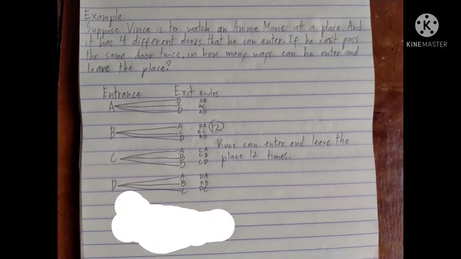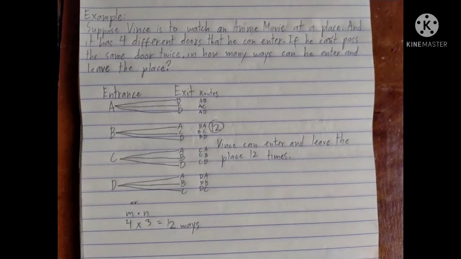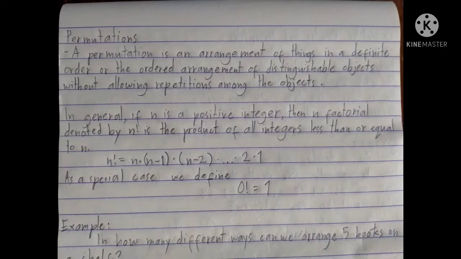Now that's just the listing method. Let's try the fundamental principle of counting, which is M times N. M represents the 4 entrances and N represents the 3 exits. So 4 times 3 equals 12. So that's it, everyone. And now we have the last topic, which is permutations.